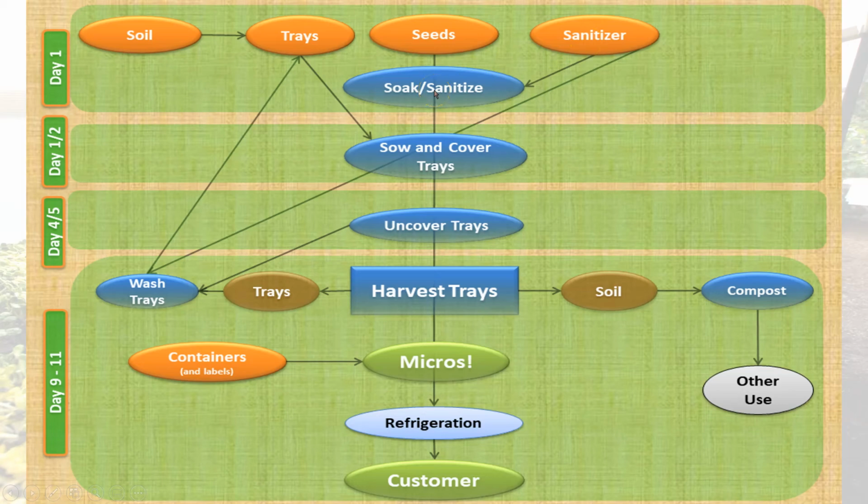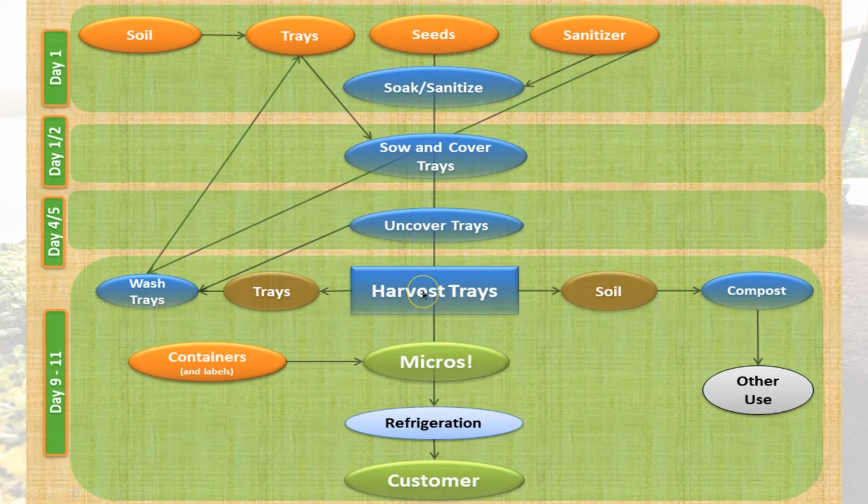So we're soaking and sanitizing those seeds and putting them into trays of soil. So this is going to happen on day 1 or day 2, depending on the crop. And those are going to go into germination. And you're really doing nothing. You're sowing and covering the trays and you're leaving them. And you're not doing anything again until day 4 or 5 when you uncover those trays. So uncovering the trays is when germination is going to be complete and the next part of the cycle needs to happen. So that's just when they're growing, basically.